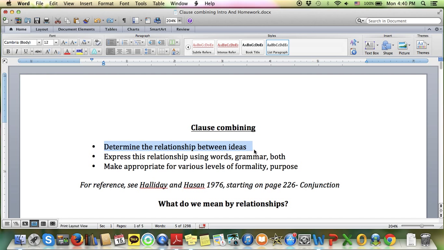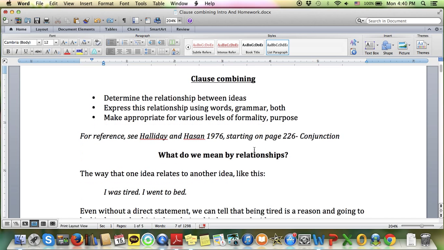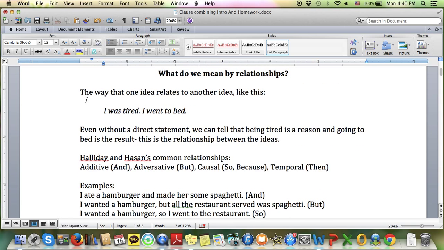Determining the relationship between ideas. Well, what does that mean exactly? Let's take a look. When we say, well, what do we mean by relationships? What we mean is the way that one idea relates to another idea, how they are connected. So here's two sentences. They're two very short sentences, or clauses, and that's why we call this clause combining.